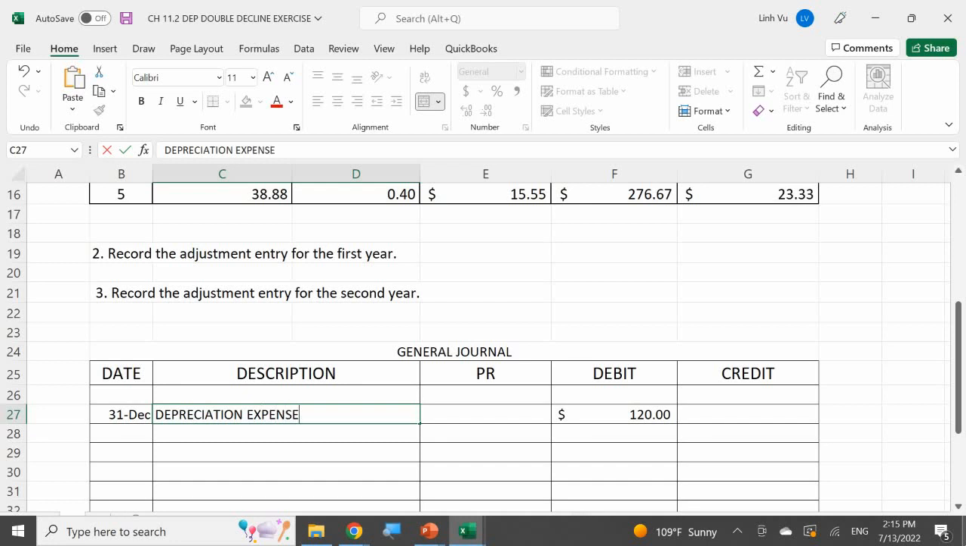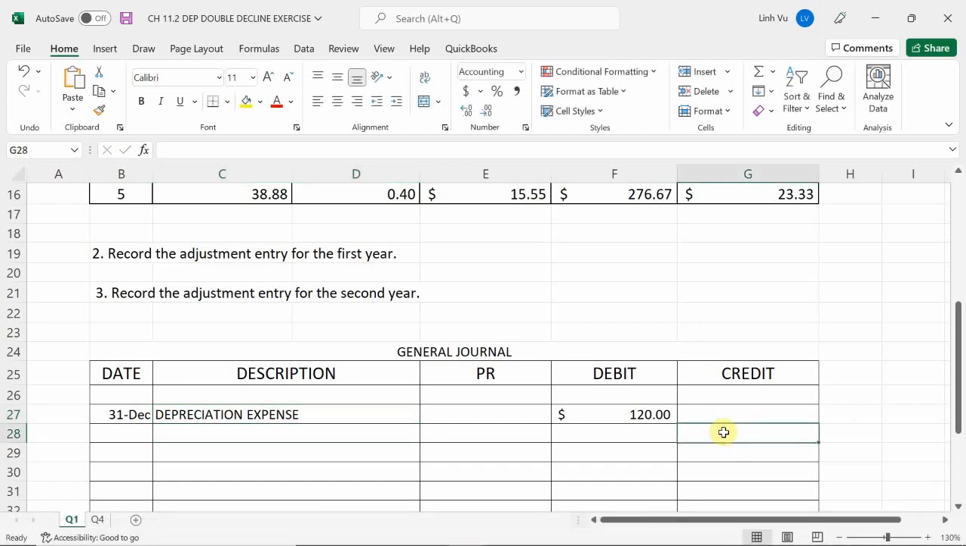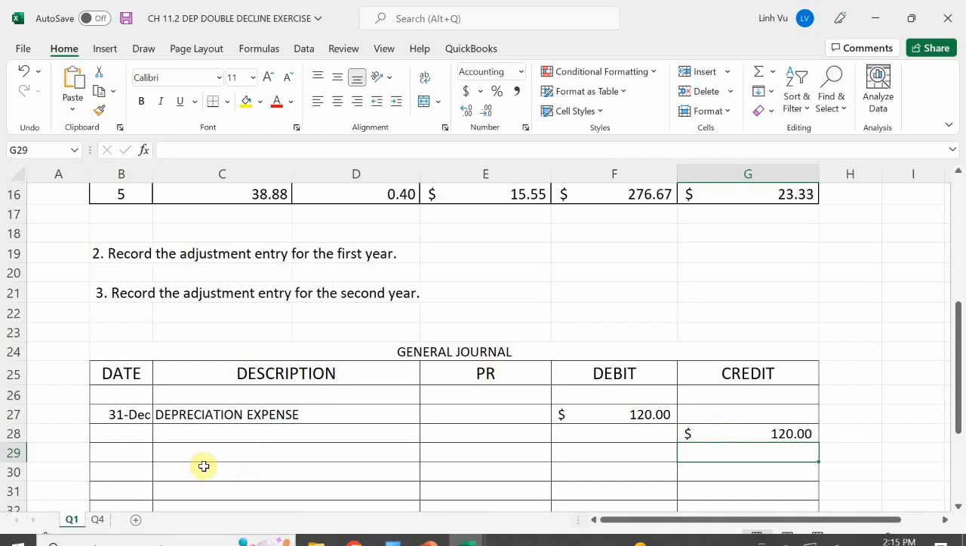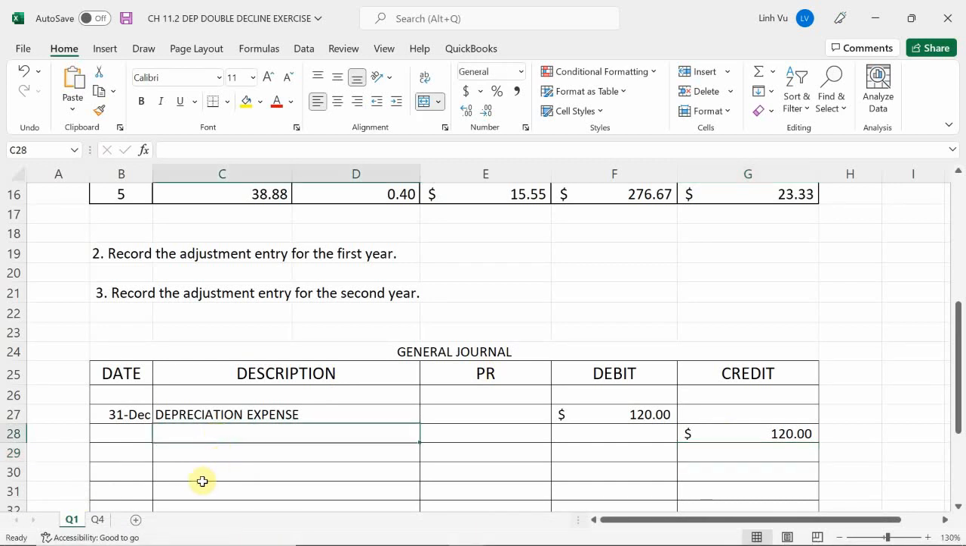Okay? Now, what's the rule of thumb for journals? My debits must equal my credits. Good. So that means I need to create a credit account to represent that this transaction went through evenly. So in this case, if I had a depreciation expense for 120, what's my contra account going to be? What's my credit account going to be? I kind of gave you the answer. What is my credit account going to be?